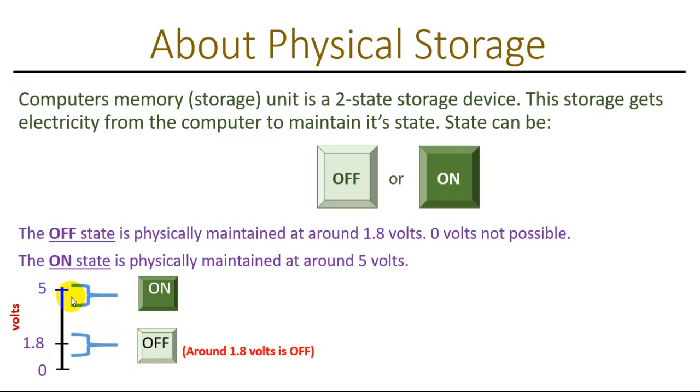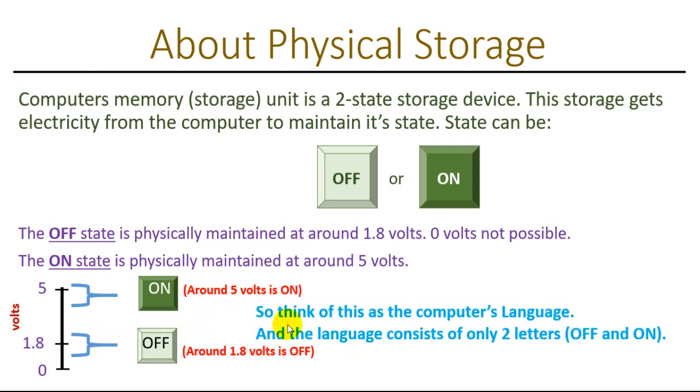If the voltage is around 5, somewhere here, a little up or down, plus or minus, that state is considered on. Whether it's 5 or 5.1 or 4.9 or 4.3, it is still considered the on state. Anywhere in the region of 1.8 is considered the off state. So these are the only two states that you keep.